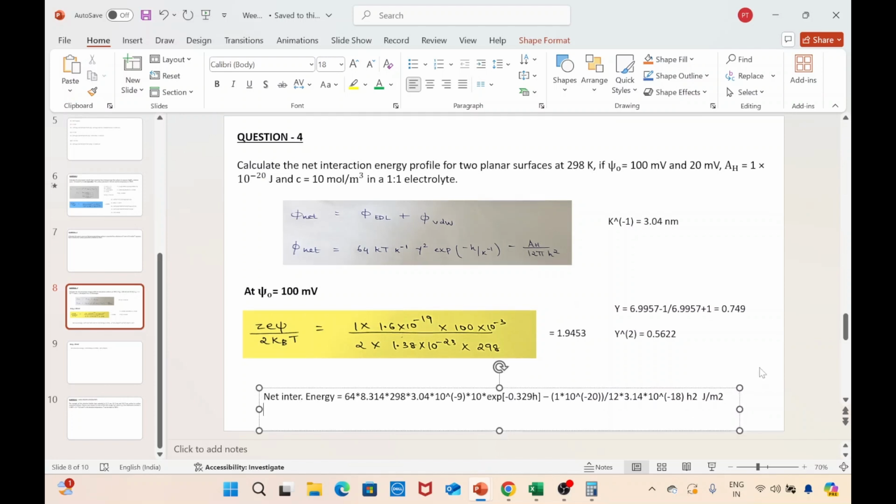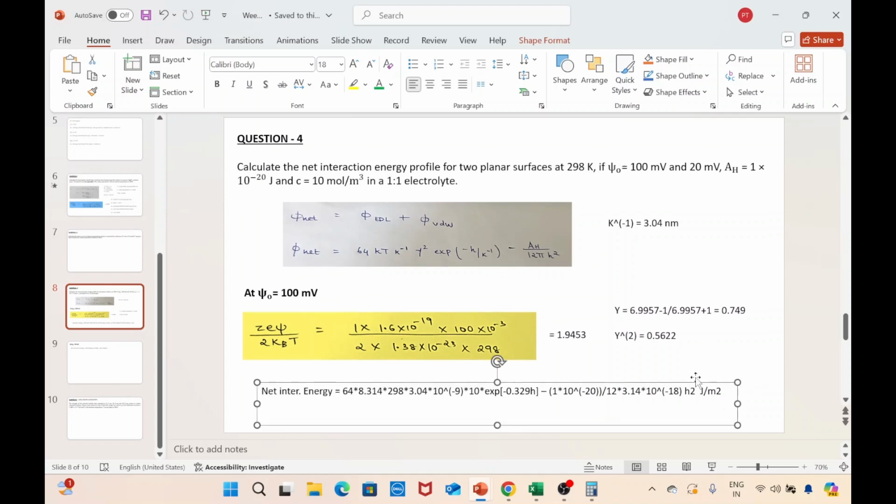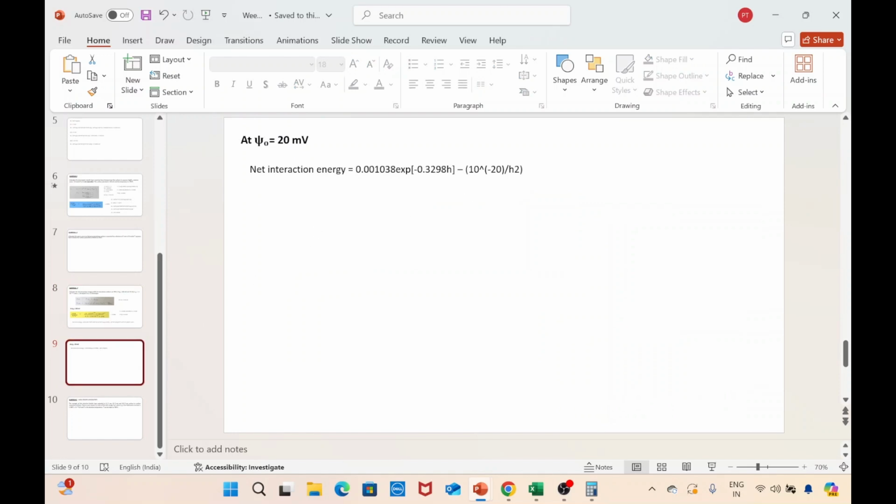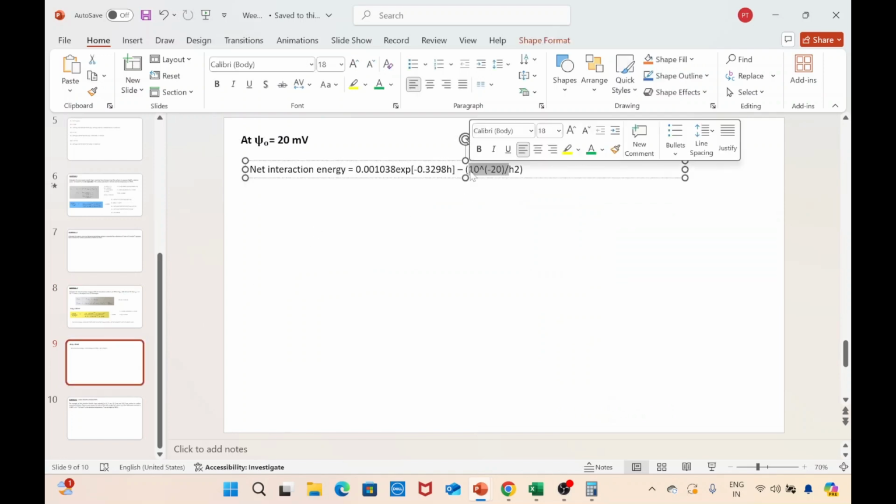So if you simplify this, let me finish the expression here. If you simplify that, you will be getting 0.000265 h square.